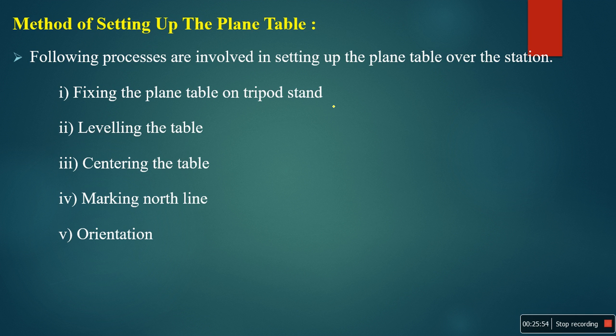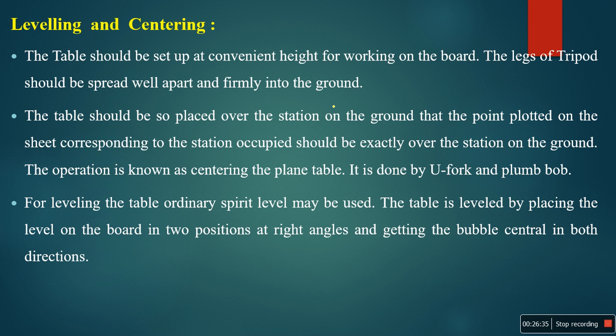Next one is the methods of setting up the plane table. Before starting the plane table surveying work, you have to set up all the plane table instruments with respect to some methods. First one is fixing the plane table on a tripod stand. Second is leveling the table by using a spirit level. Then centering the table by using a U fork with a plumb bob. Then marking the north line. Then the last one is orientation. One by one we have to discuss here.